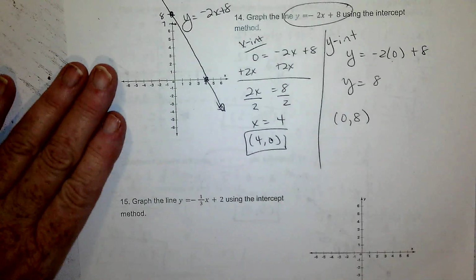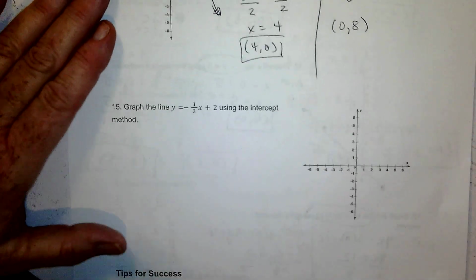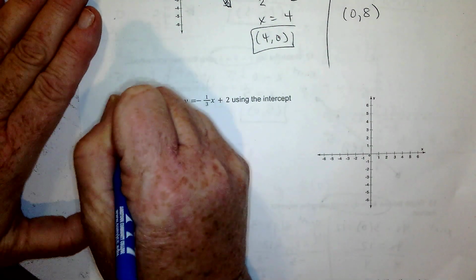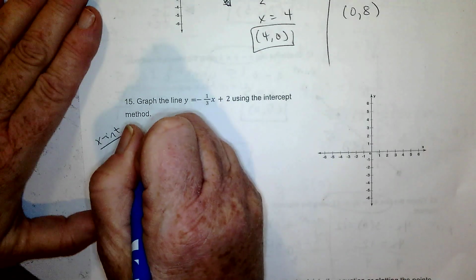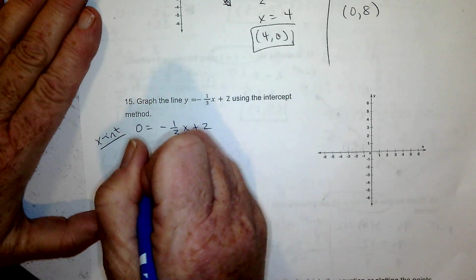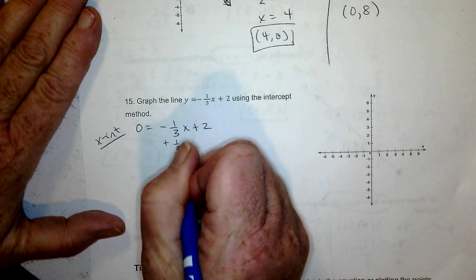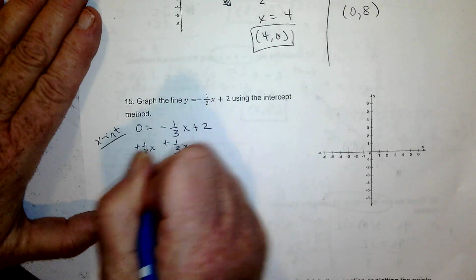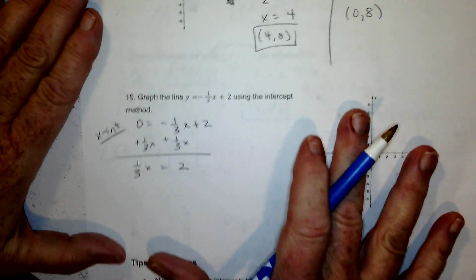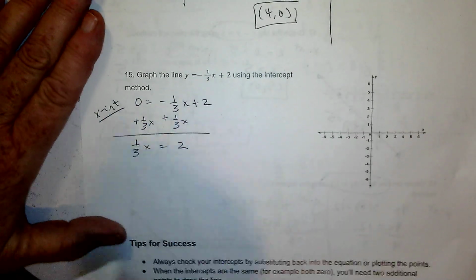All right, the last one here. Graph the line y equals negative 1/3 x plus 2 using the intercept method. So let's find our x-intercept first, and that's going to be the hardest one based on this. I let my y equal 0. I'm going to move my negative 1/3 x to the other side. All right, I've got 1/3 x is equal to 2.